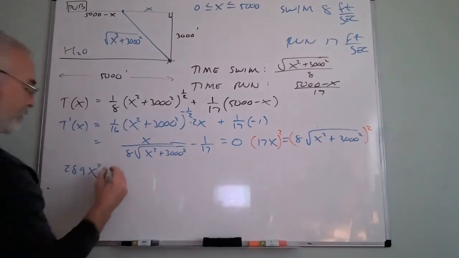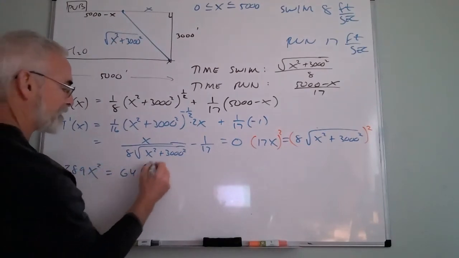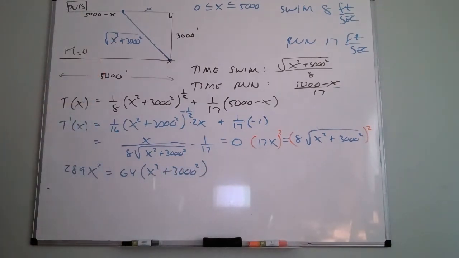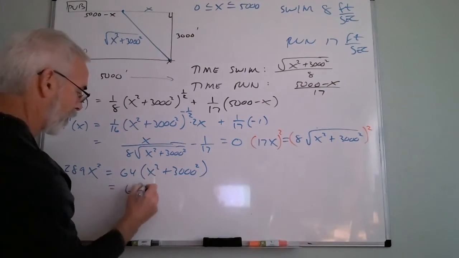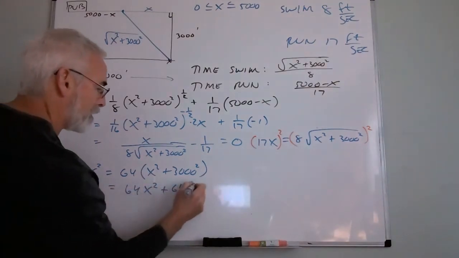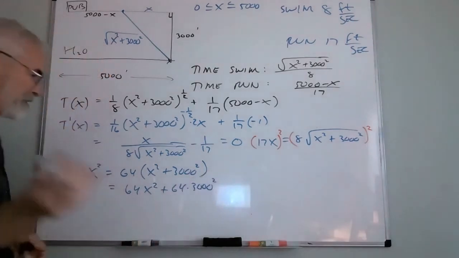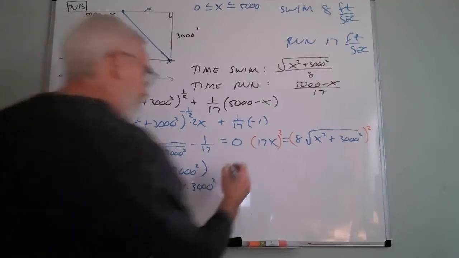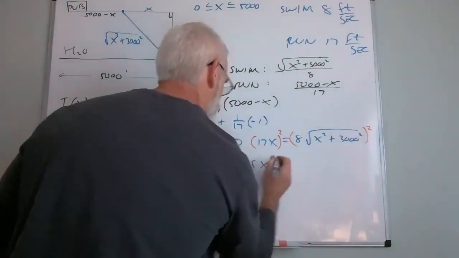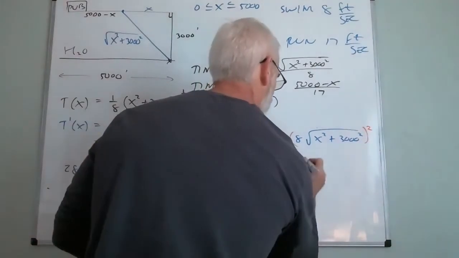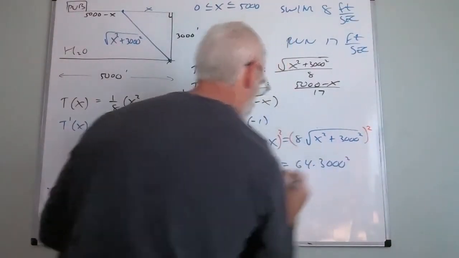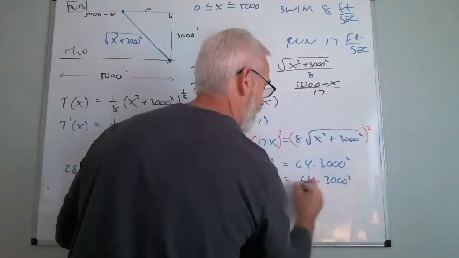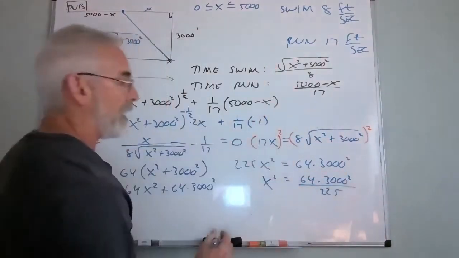289X squared equals 64 times X squared plus the square of 3,000. Okay, so if I distribute, that's 64X squared plus 64. So why don't I just multiply that up? Because someone would be taking a square root at some point. I'm lazy. Okay, when I throw that over, I've got 225x squared equals 64 times the square of 3,000. So x squared is 64 times the square of 3,000 over 225.